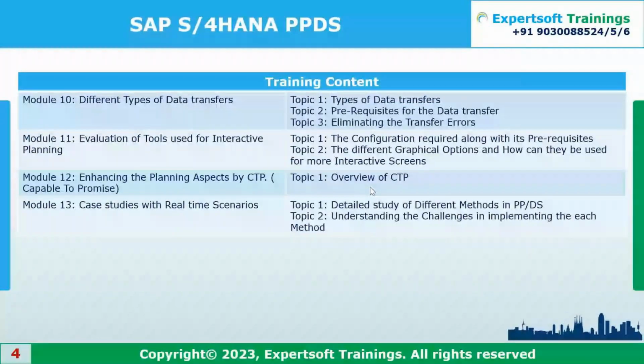And model 12 is CTP. There is capable to promise, in that it is a modern or advanced process in this one. And we can see some specific cases, and we can see how the entire flow from ECC or from S4 HANA to PPDS. These things we will be covering in this session.